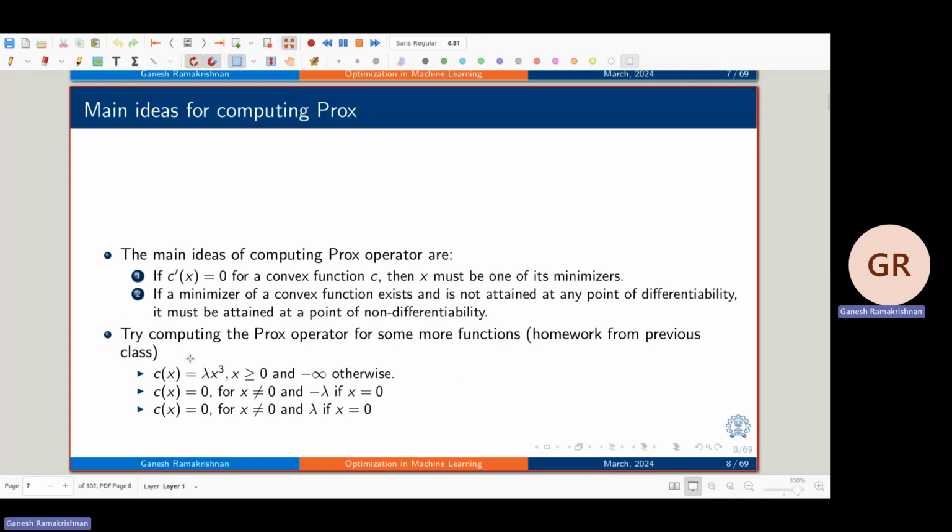My homework from the previous class was to try out solving this. Oh, there's a small typo here. Cx is 0 if x is not equal to 0 and minus lambda if x is equal to 0. Right? So basically Cx just peaks at 0 as lambda. Anyone, if you tried this for the prox problem? Anyone? What are the solutions?